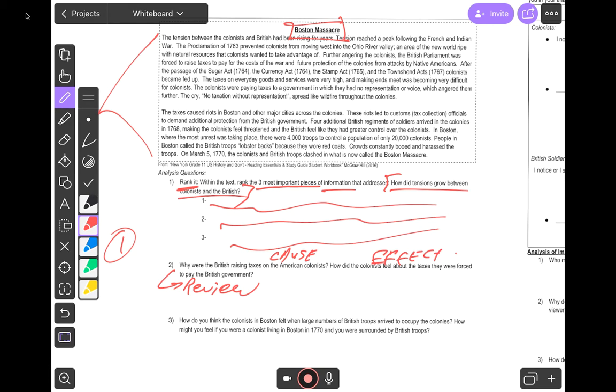All right, and then question 3, you're trying to go into the mind of the colonists, right? And it's asking, when large numbers of British troops arrive in the colonies, how might you feel? How do people feel when large numbers of troops arrive in an area? What are some of the emotions? What are some of the feelings people might have as a result of a lot of troops arriving in the colony? So you're trying to kind of teleport into the mind of a colonist and think about what would your reaction be to the British sending more troops over to the colonies?